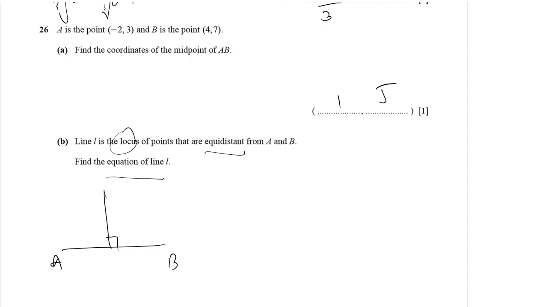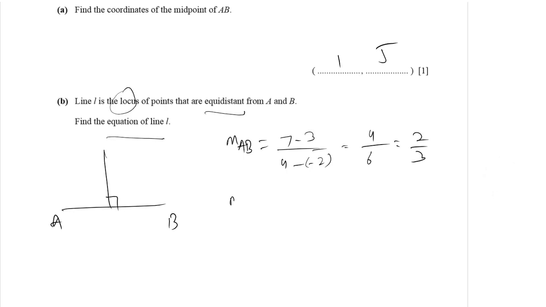So for the perpendicular bisector, we already have a midpoint. Let's find the gradient of AB. It would be y2 minus y1 over x2 minus x1. Please be careful with the double negatives. So it will be 4 over 6, or 2 by 3.